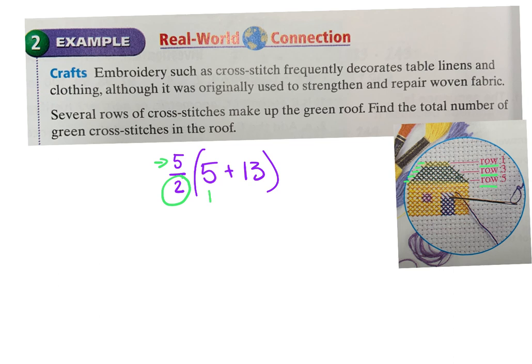2. a sub 1, that is your first term. a sub 5, in this case, that's your last term. And so you would add those up and get 45. 18 times 5 over 2, 45. That's how many stitches would be in that series, arithmetic series. All right.